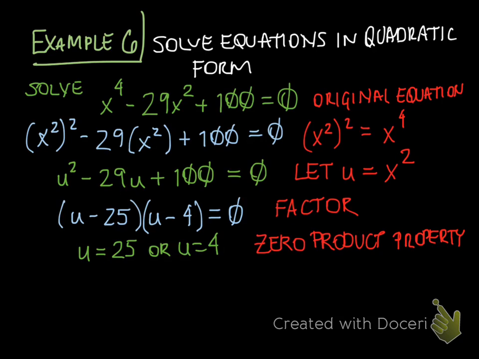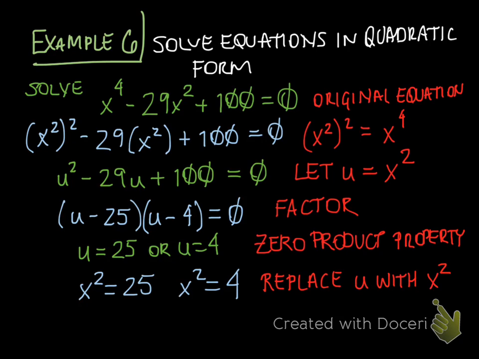Once you apply the ZPP, you realize that your u value can be 25 or your u value could be 4. But remember, our u value is not what we're solving for because we substituted u in for x squared. So we're going to go back now and replace u with x squared. Now don't get this confused. If you feel like you can go through this equation using x squared in all of these places, by all means go for it. It's just a simpler way to see your equation set up. Either way, you will find yourself at the end at this same expression that's in blue: x squared equals 25 and x squared equals 4.